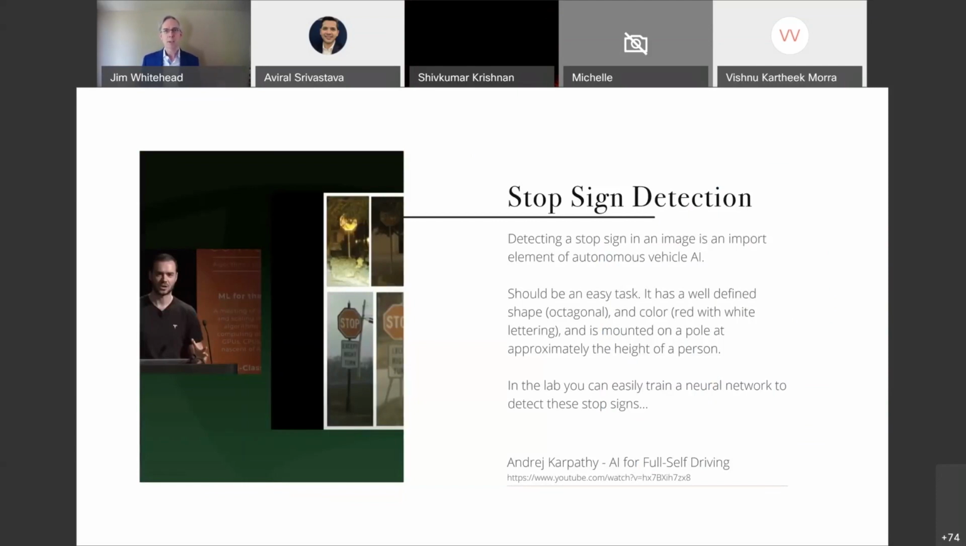Now, at face value, stop sign detection might seem like a problem that should be very, very easy for machine vision to tackle. The stop signs themselves have a very regular shape. They have a very predictable color, red, and the lettering on them is also very predictable. We also generally know where to find them, because they're generally at about the height of a person, and they're generally mounted on poles. So it should be pretty easy to find them. And indeed, for stop signs that are reasonably well lit and have all those properties, it's pretty easy for machine learning to find those.